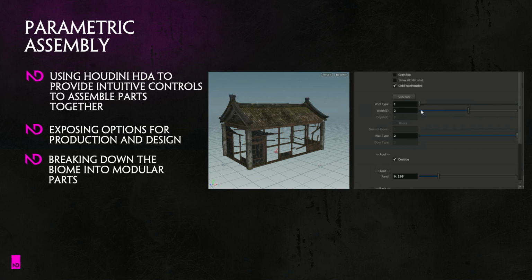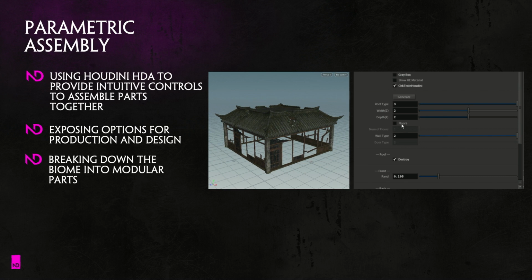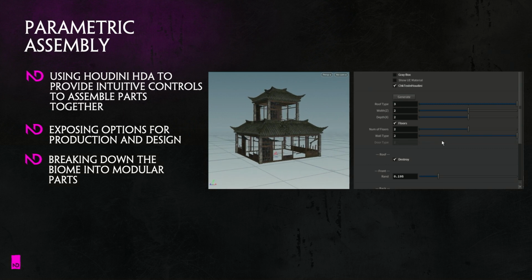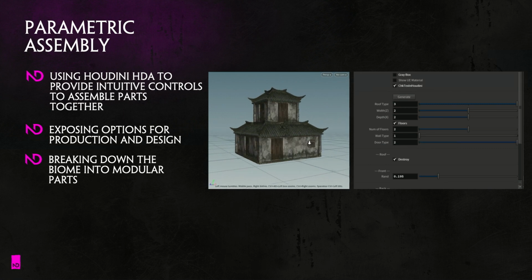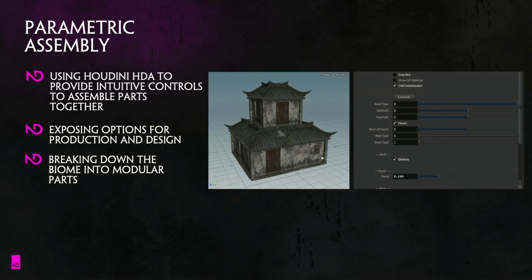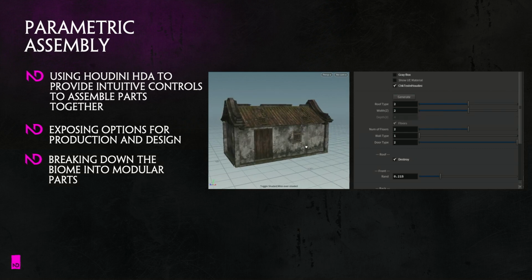We made it so that it could be very easy for us to create variations of buildings and place them in the environment. The cool thing is that they're really not made up of that many components, and I'll show you what those component pieces look like in the next slide. But it really allowed us to generate a wide variety of assets and variations of buildings that could be used in the game.